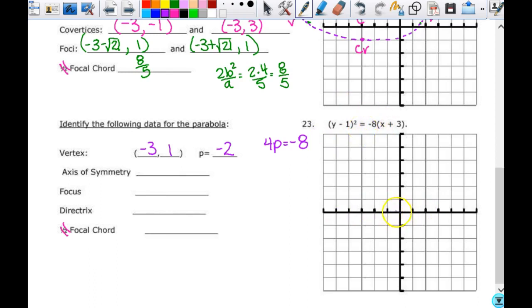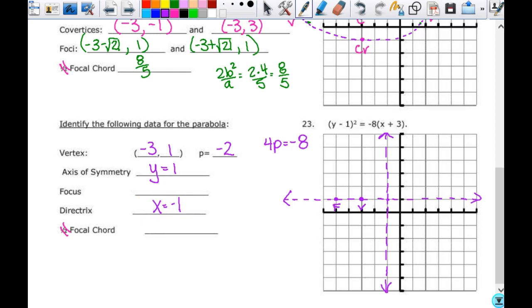So I can go plot my vertex. 1, 2, 3, negative 3, 1. There's my vertex. P is negative 2, so that gets me a whole bunch of stuff. First of all, I know which way it opens, so for p, I can count 2 this way. This gets me my focus. Count 2 this way. This gets me my directrix. And then this is my axis of symmetry. So my axis of symmetry is horizontal, therefore it is y equals 1. My directrix is vertical, that is x equals negative 1.